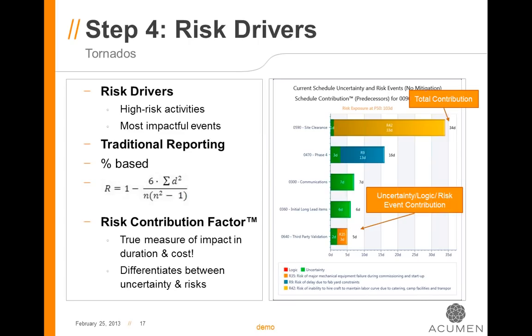Because when you mitigate these first, you're going to get the most time and most money back in your schedule. Traditional reporting is percentage-based, which told you the level of magnitude, but didn't give you the number of days like we give you here. Traditional reporting is based on this formula. I don't understand this formula, but I know how to read this chart.